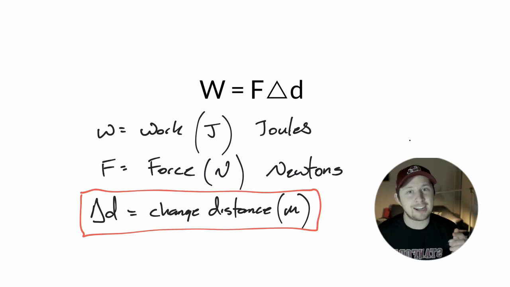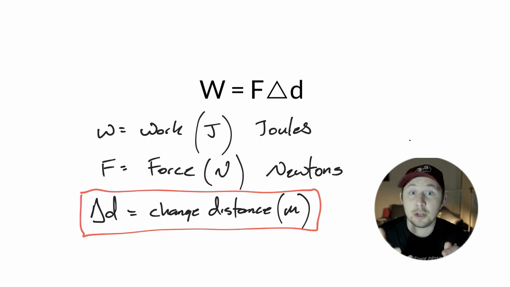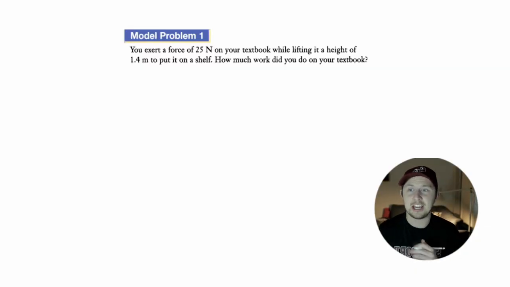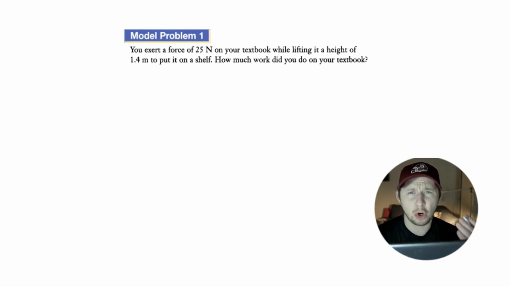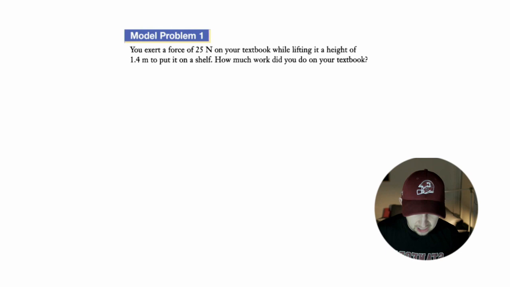So let's look at a practical example that you guys are going to be doing as part of this assignment for this week. So this is the type of problem that you would be given for a work type of problem. It's going to be very simple, very similar to this. So let's read it out and let's take a look at it. It says you exert a force of 25 newtons on your textbook while lifting it to a height of 1.4 meters to put it on a shelf. How much work did you do on your textbook?